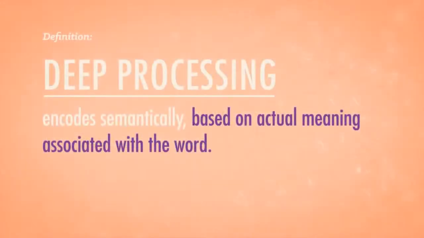But to really retain that information, you'd want to activate your deep processing, which encodes semantically based on actual meaning associated with the word. In this case, you might remember the story of that mega-tough yet very scantily clad warrior of ancient Greece. Or you might remember that Leon means lion in Greek, and that lions are tough fighters, and that Leonidas was a tough Spartan warrior king.